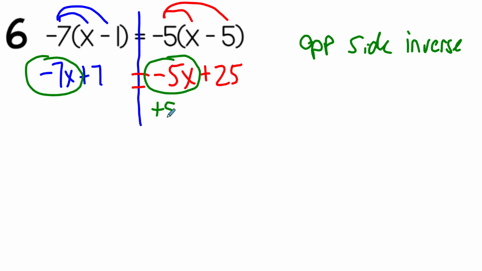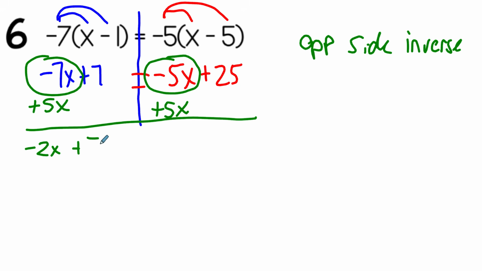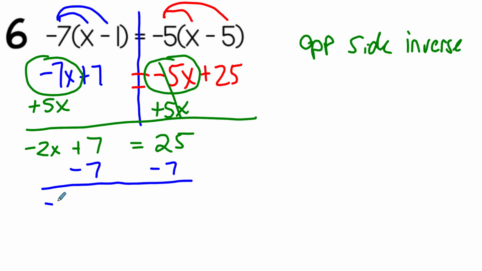So I like to move things to the left, so I'm going to do the inverse of negative 5x, which is adding 5x. That's going to give me negative 2x plus 7 equals, and I get 25. Finish solving the problem from here. Minus 7 on both sides. We get negative 2x equals, here we're going to get 18. Divide both sides by negative 2, and we get x equals negative 9.